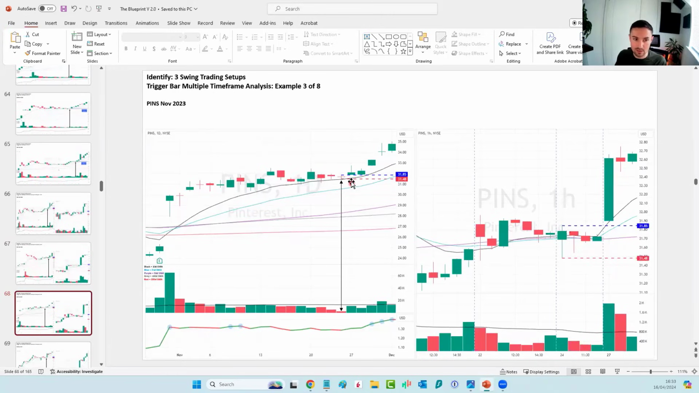So we can do Pins here. We looked at this one a little bit earlier on. So we have a positive earnings reaction, and then the stock starts basing like this. Look at the tightness come through. Lowest volume bar, isn't that interesting? Lowest volume bar since the earnings gap, like we just saw on Dell. Isn't it interesting how these things repeat?